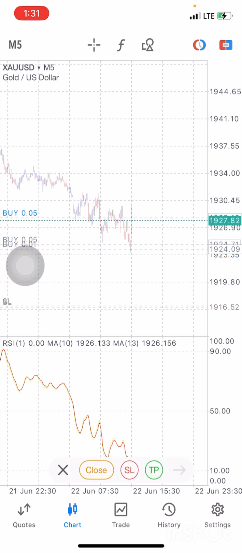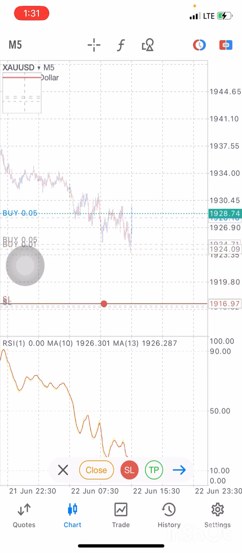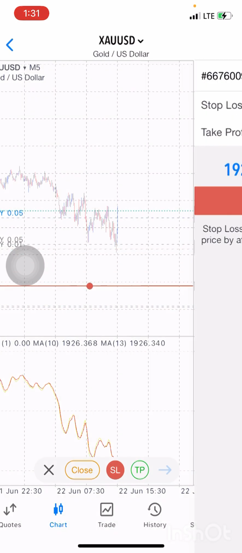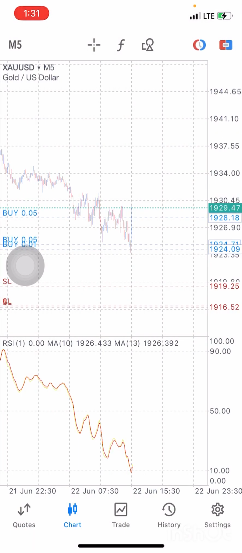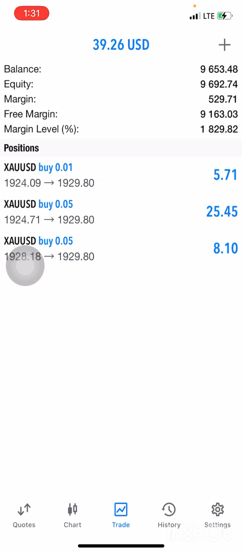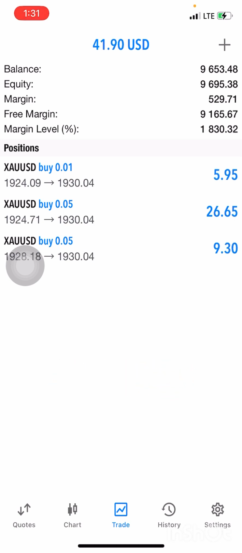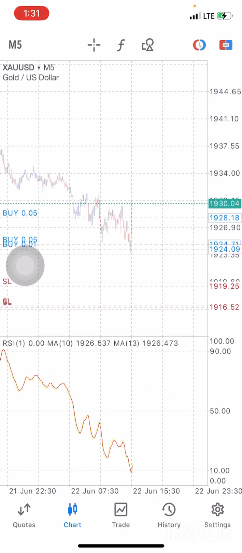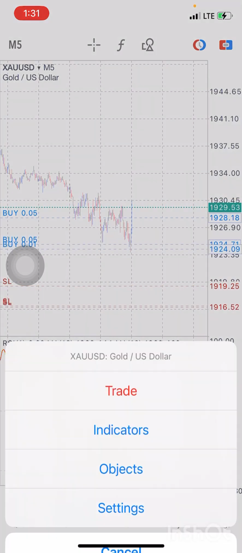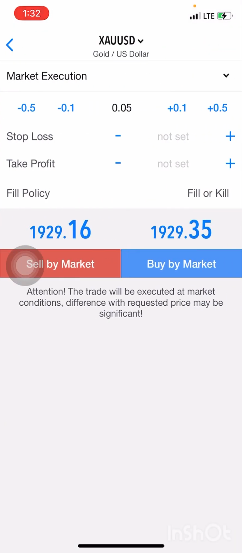I didn't set a stop loss on that. My stop loss is somewhere around here. Let's go. Okay, the directional bias. It's printing good. I'm up with $45. So far it's going in my direction.